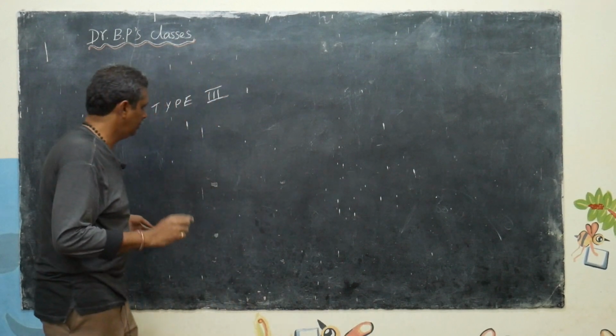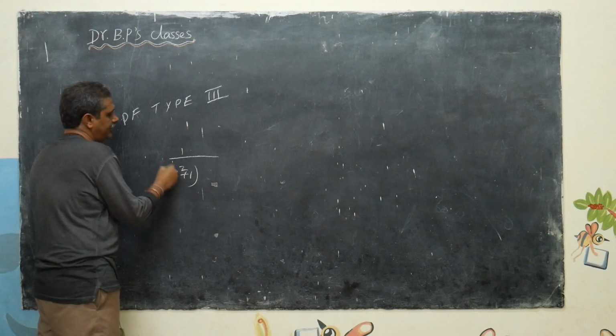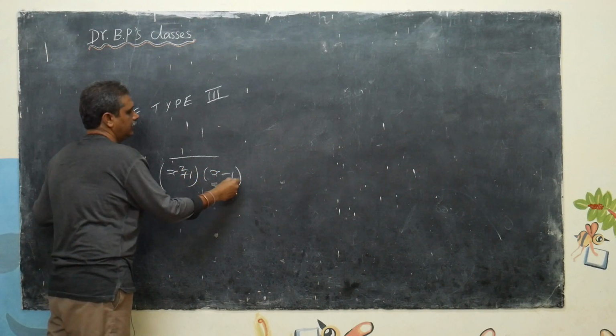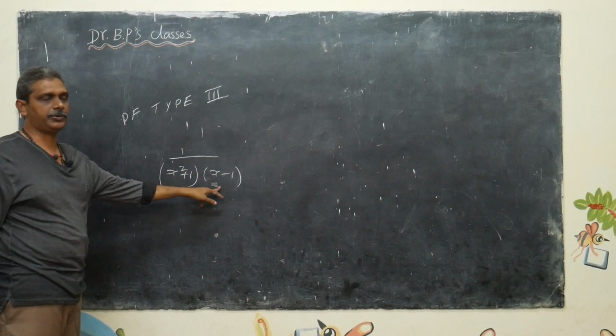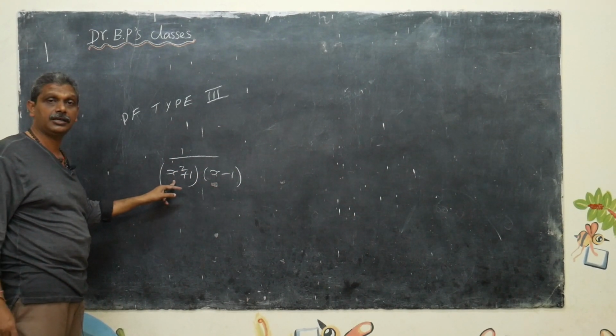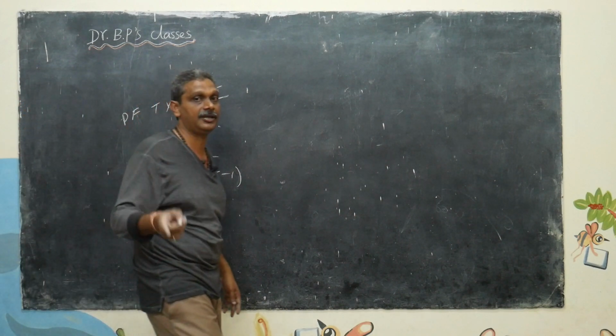In a small case, I will take 1 by (x square plus 1)(x minus 1). See, this x minus 1 is a single linear factor, okay, no problem. But x square plus 1, I am not able to break. If I break it, what will you get? (x plus i)(x minus i). Complex numbers are not allowed in the real field.